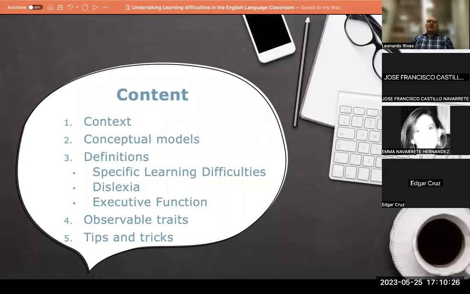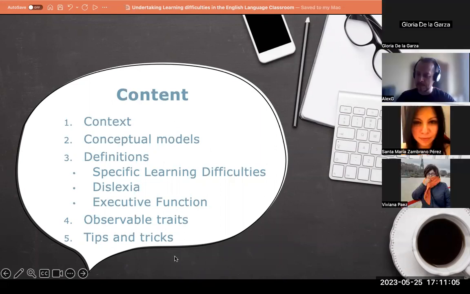And well, today, I'm going to talk to you a little bit about the context of what I have been working on for the past 7-8 years now. I'm going to give you a little bit of my own personal context. I'm going to introduce you to some conceptual models that seek to approach learning difficulties. Then we're going to get into a little bit of theory, but just a scratch, not too much, because it's supposed to be very practical, this talk. It's not supposed to be very theoretical.